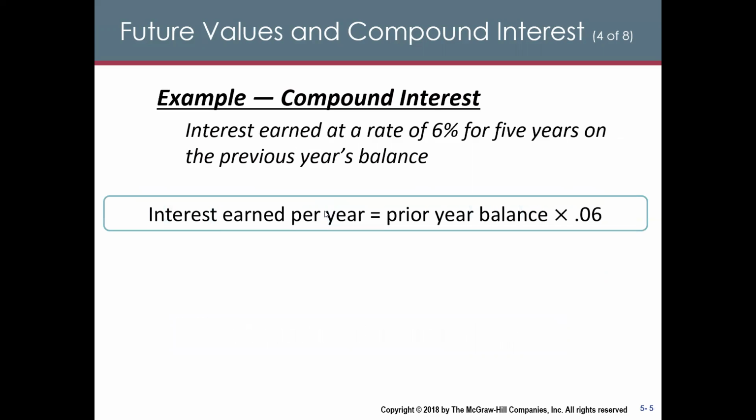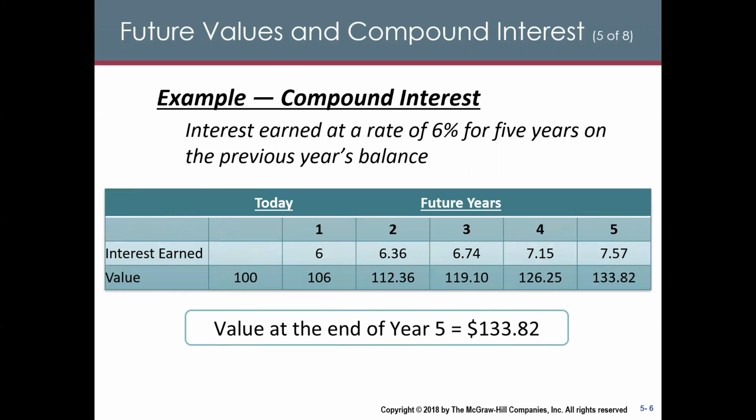Okay. Next, let's look into the example of compounded interest. So same condition here, the interest rate is 6% for 5 years, and also the initial investment is $100. So for every year, the interest earned is the previous year's balance times 6%. Okay. So also put it into a graph. We start in t equals 0 here. The initial value is $100. In year 1, it's 6% on the initial $100, so you earned $6 of interest. The total value becomes $106.